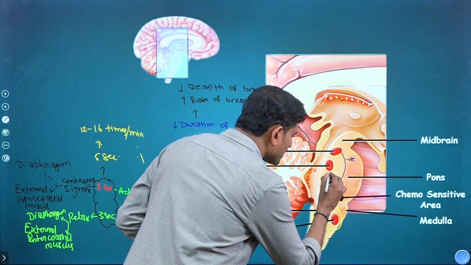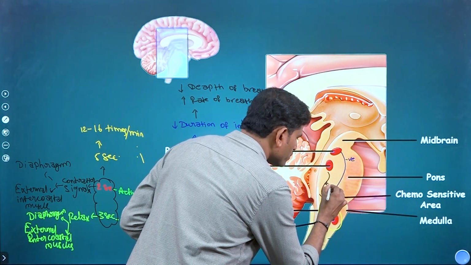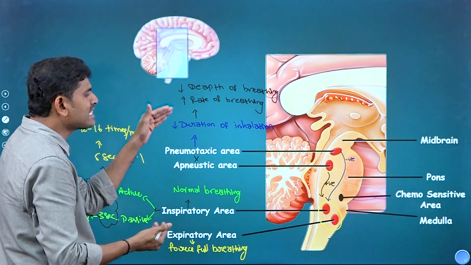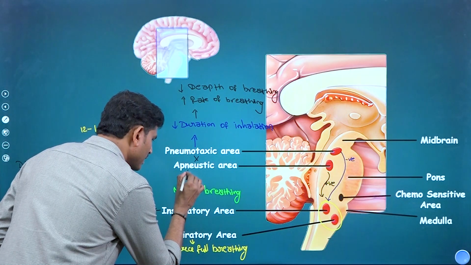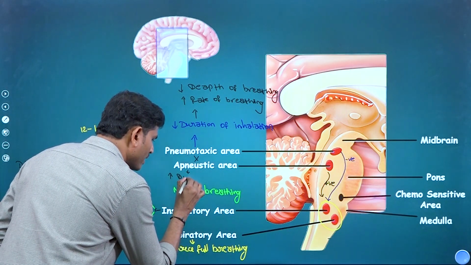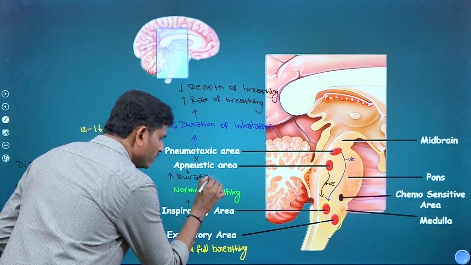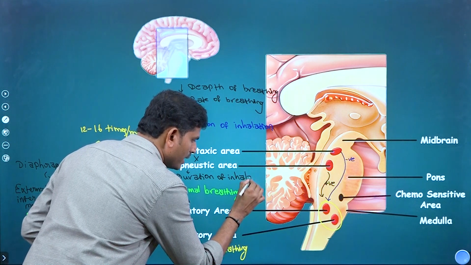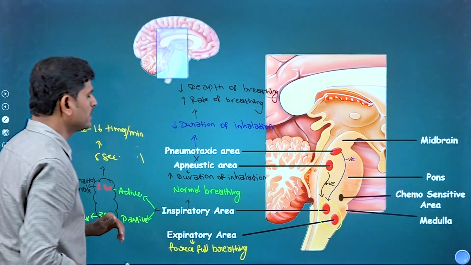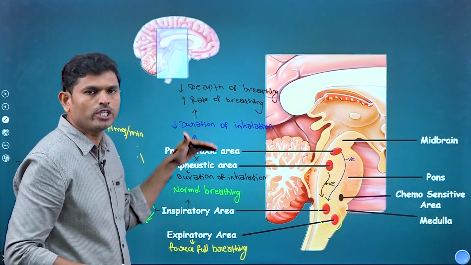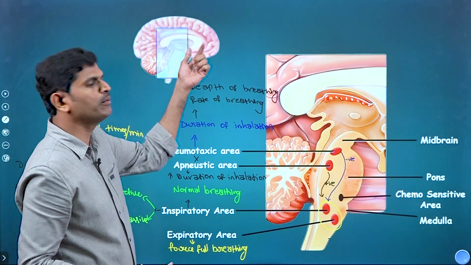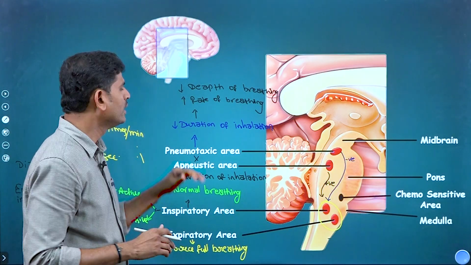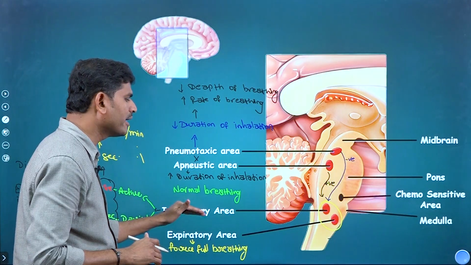Next one, the opposite of this is the apneustic area below. The apneustic area will sense positive signals. These positive signals will increase the duration of inhalation. By that what happens? Either the rate of breathing will decrease and the depth of breathing will increase. Then breathing will normalize. So these are the various areas and their functions.